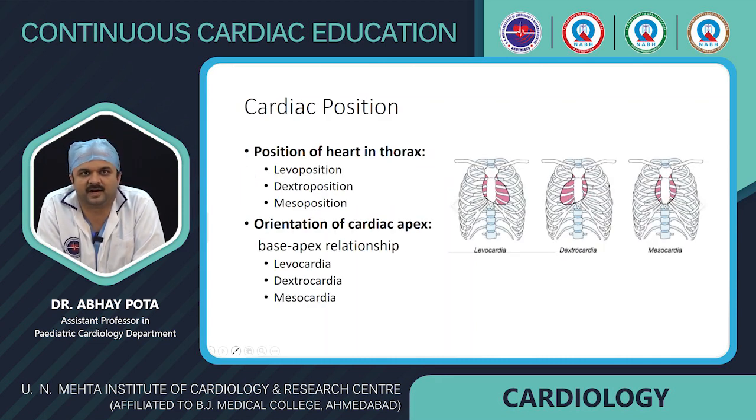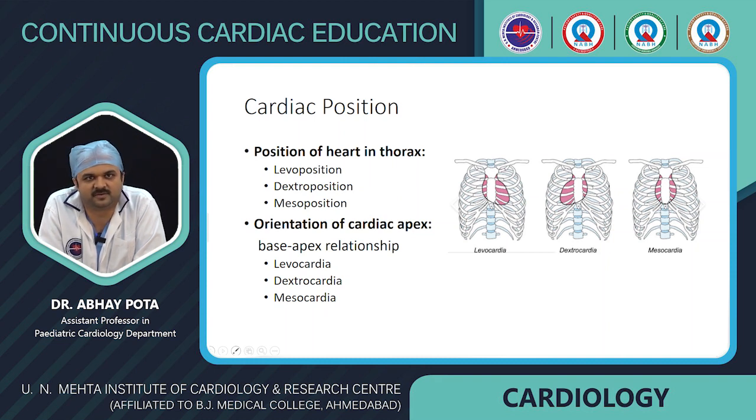First of all, cardiac position. There are two different things: one is position and one is cardia. Position of the heart in thorax. If the heart is positioned in the left hemithorax, it is called levo position. If it is in the right hemithorax, it is called dextro position. If it is midline, then it is called meso position.